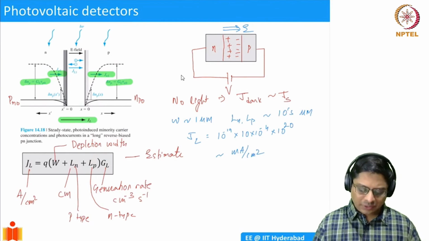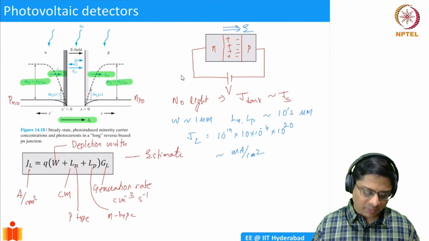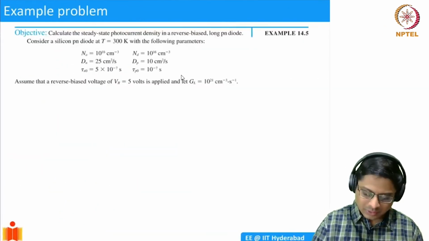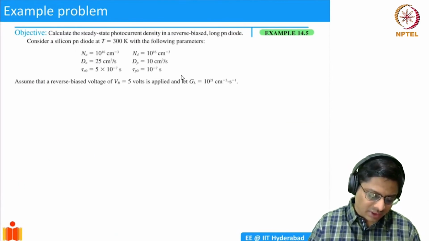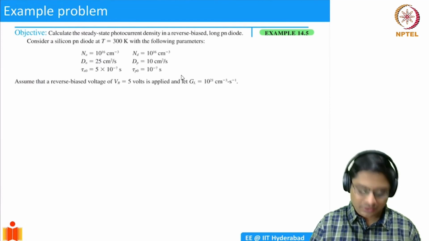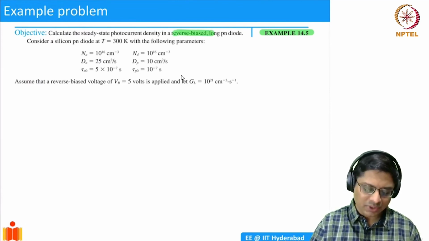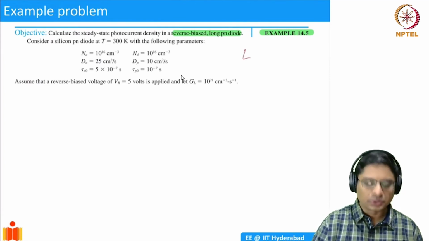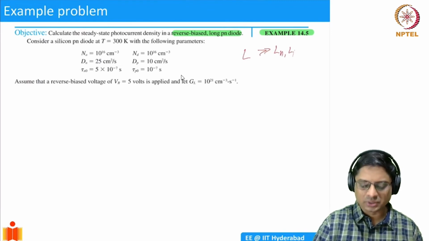All right. So if you have such a scenario, what will be the current? Let's try to take an example problem here. This is again from the textbook, so you can go back and look at 14.5 of Neamen. Calculate the steady state photocurrent density in a reverse biased long PN junction. That's an assumption we are making implicitly. We are saying that the length of the photodetector is much greater than Ln, Lp, and so on.